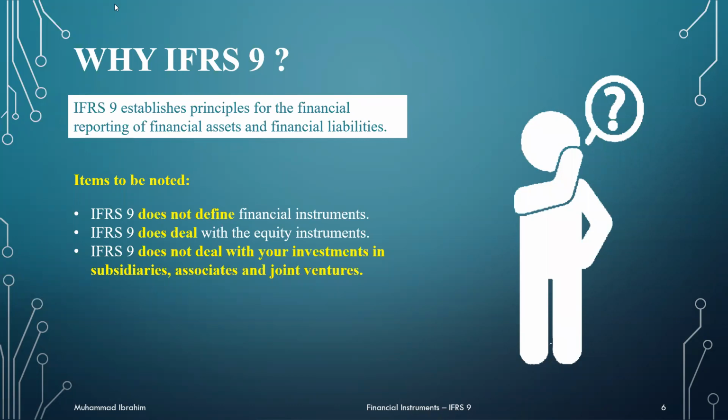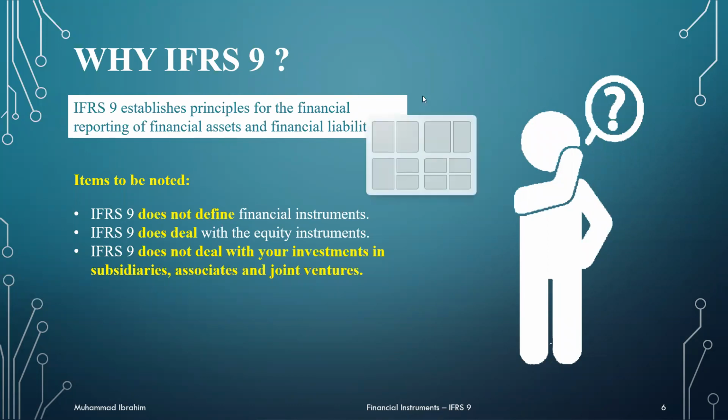Another thing: IFRS 9 also does not deal with all investments. This should be understood: IFRS 9 does not deal with investments in subsidiaries, associates, and joint ventures. Anyone could ask me: you just told me that an investment in an equity instrument is a financial asset, so why does IFRS 9 not deal with it? I'm telling you, IFRS 9 does not deal with subsidiaries, associates, and joint ventures.